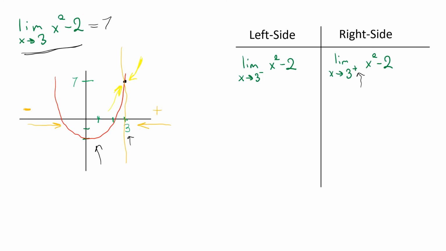So if we do that, you can see my limit when I plug in 3 from the left would be 3 squared minus 2, which would give me 9 minus 2, which will give me 7. And over here, I will plug in 3 from the right, so that will be 3 squared minus 2, which would give me 9 minus 2, which equals 7. So as a result, my L will be 7 for both sides.